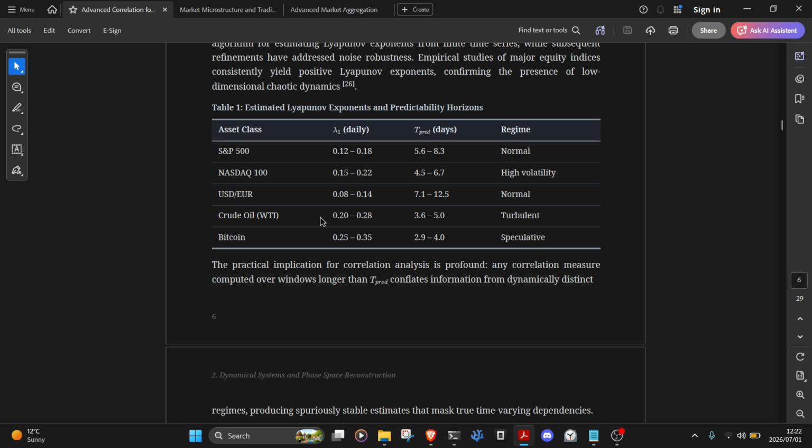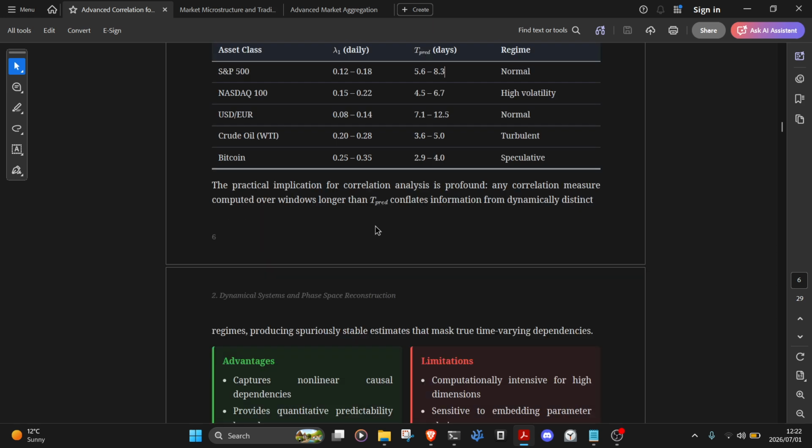The regime, speculative. Here's a very important sentence. The practical implication for correlation analysis is profound. Any correlation measure computed over windows longer than t sub pred conflates information from dynamically distinct regimes, producing spuriously stable estimates that mask true time varying dependencies.